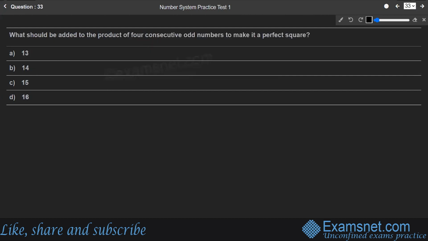Now, what should be added to the product of four consecutive odd numbers to make it a perfect square? How much should I add to the product of four consecutive odd numbers? So let us try to make the consecutive odd numbers.